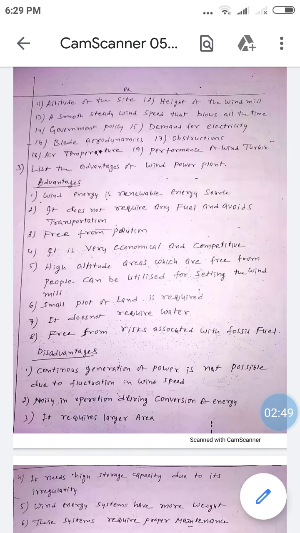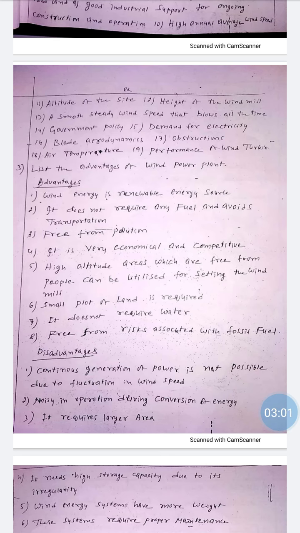altitude of the site, height of the windmill, a smooth steady wind speed that blows all the time, government policy, demand for electricity, blade aerodynamics, obstructions, air temperature, performance of the wind turbine, etc.